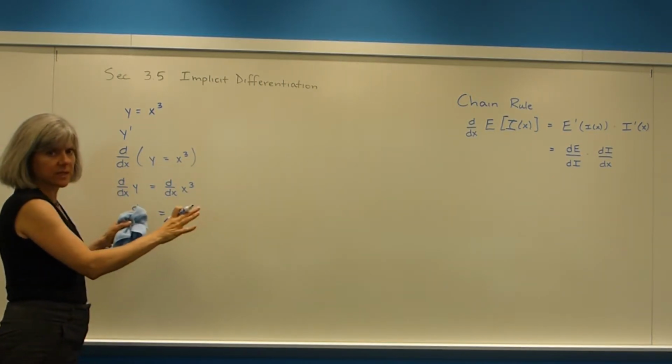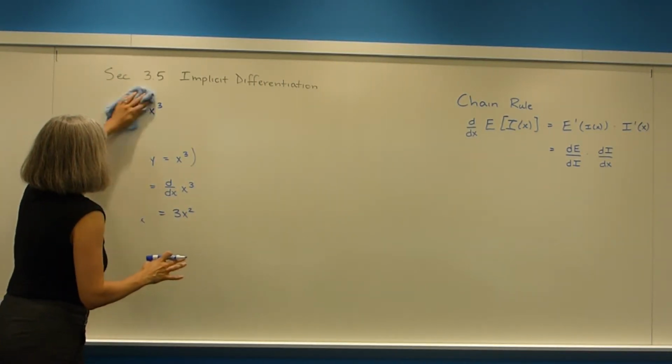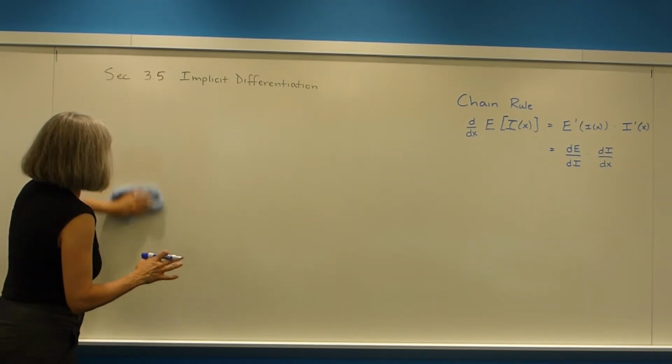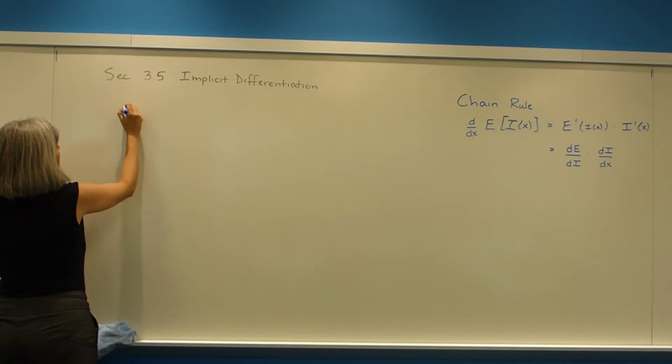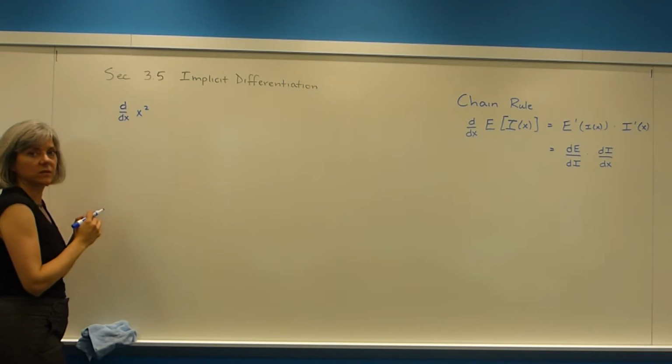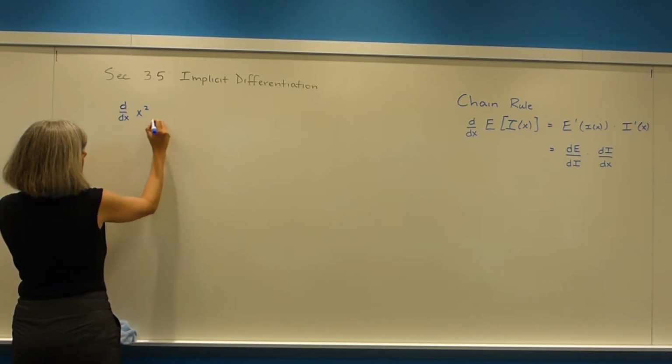I'm going to lay out a table, and then I think it'll be much more clear how this gets put together and how it relates to chain rule. So if I wanted to take the derivative with respect to x of x squared, I would get for an answer 2x.